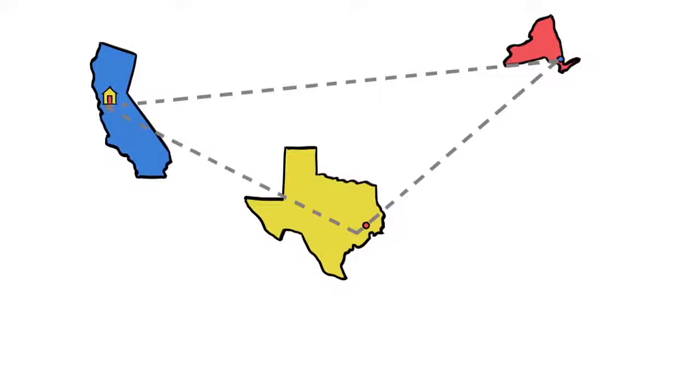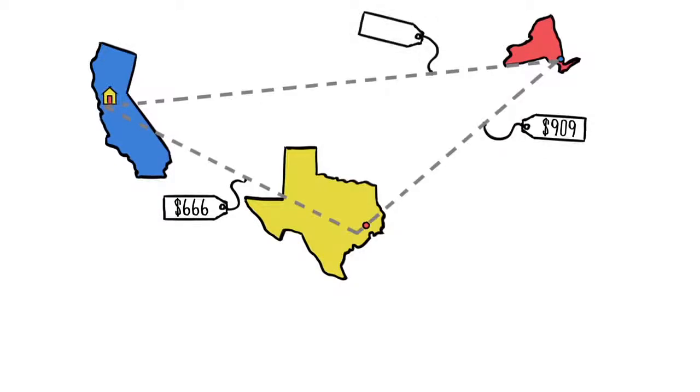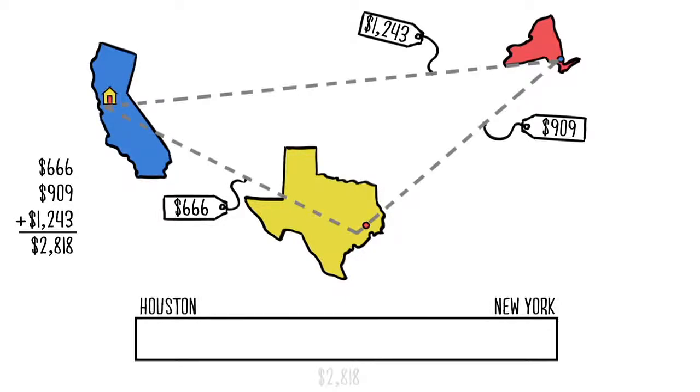The cost of each leg was as follows. San Francisco to Houston cost $666, Houston to New York cost $909, and New York back home to San Fran cost $1243. When you add up the 3 legs, the total comes out to $2818. So here's the negotiation. The folks in New York and in Houston are jointly responsible for the $2818. They know that, and they agree to it. Yet each of them would like to pay as little of that amount as possible.